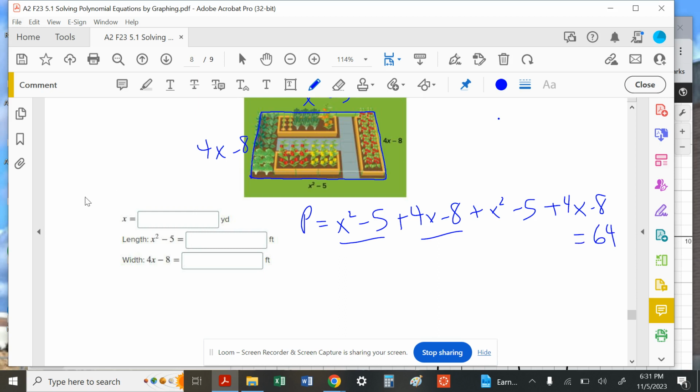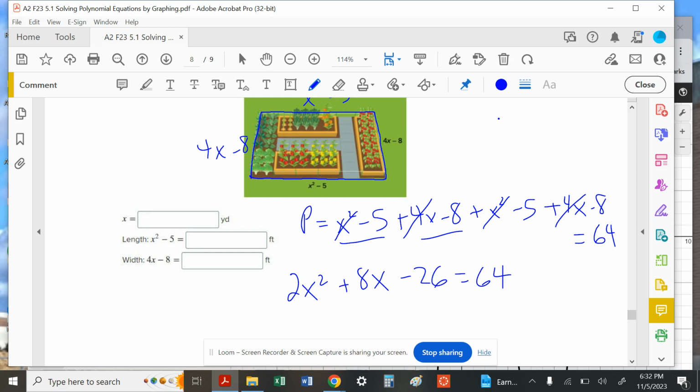64. And so now let's go ahead and add up everything that we can, combine like terms. I have an x squared and an x squared, so that gives me 2x squared. I'm going to cross those off. I have 4x plus 4x, which is 8x. And then I have minus 5 minus 8. Minus 5 is negative 18. Minus 8 is negative 26. And that equals 64. So that's what we have in terms of the problem.